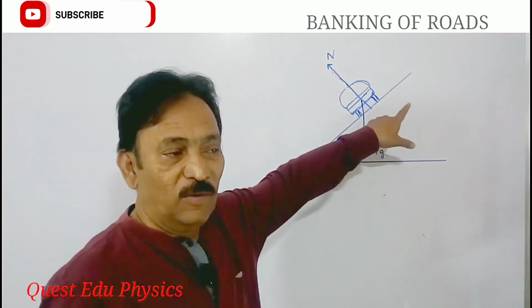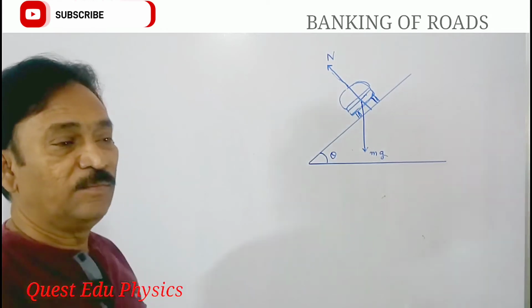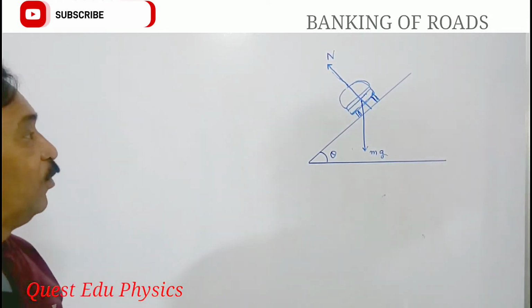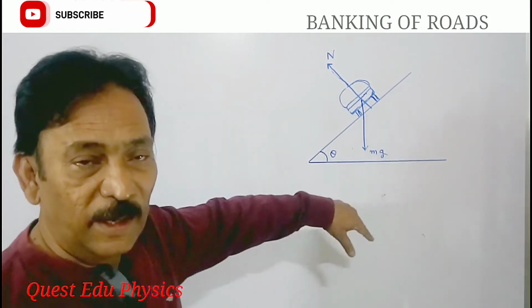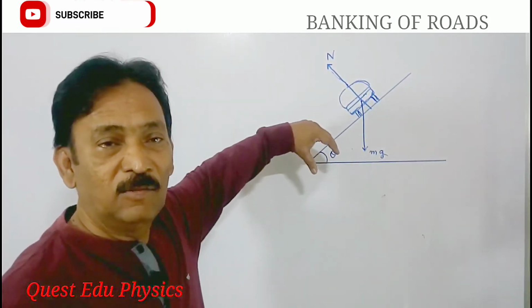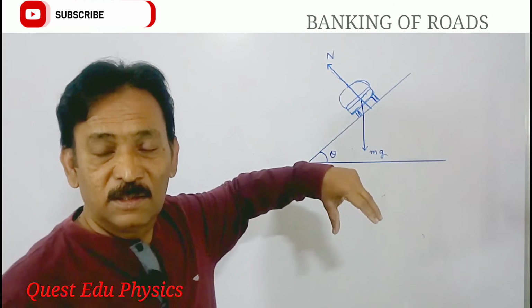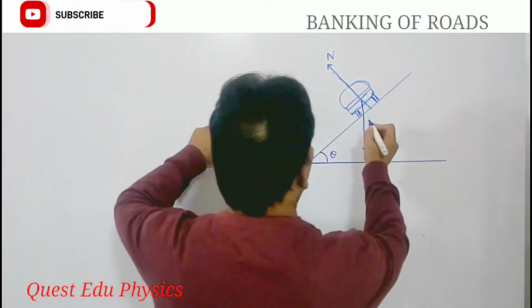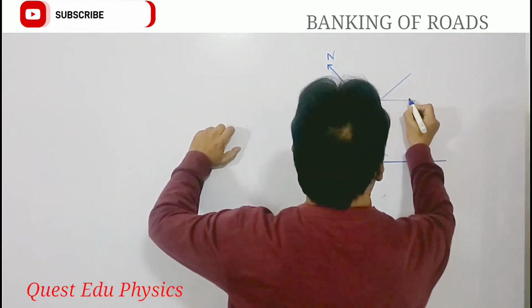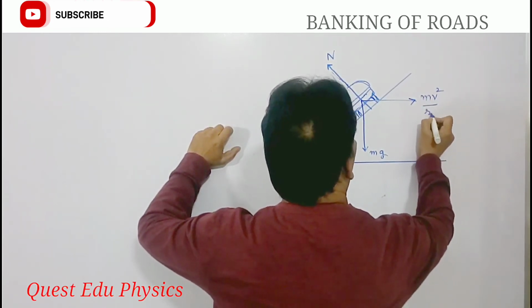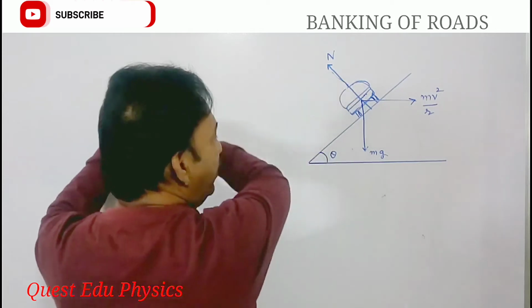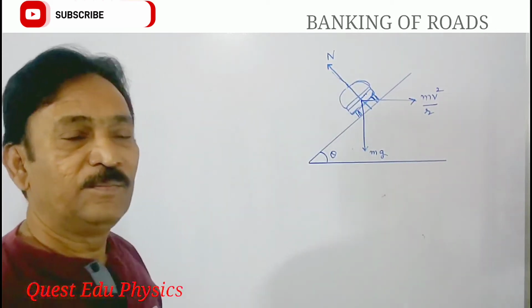Normal reaction is always perpendicular to the surface. And we have to see what forces it is experiencing. Right now we learn that when it is negotiating a curve, it experiences a centripetal force. Let's say it is the centripetal force and it has the magnitude of mv square by r. Actually it is moving in this way, in a circular path.